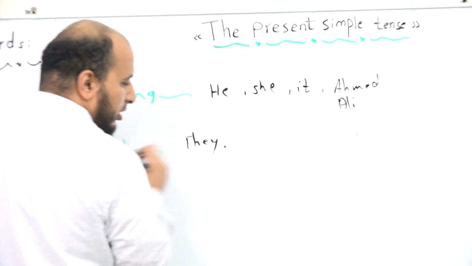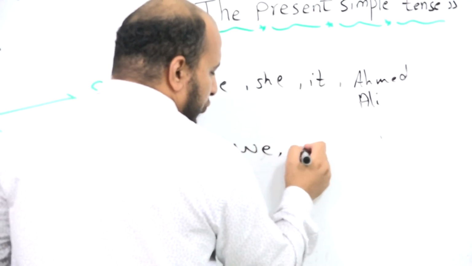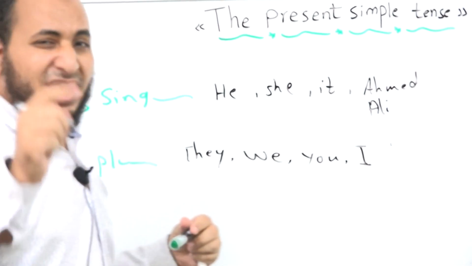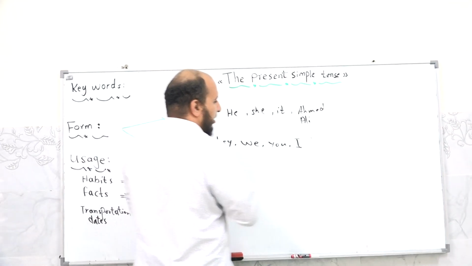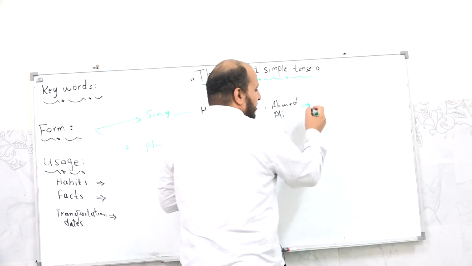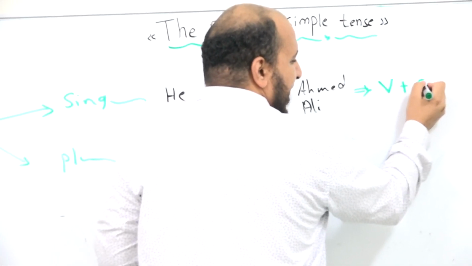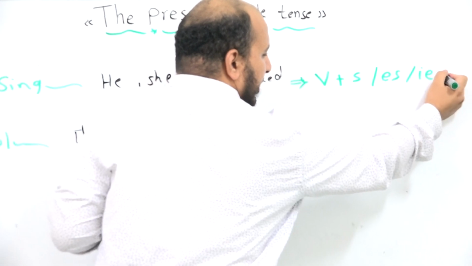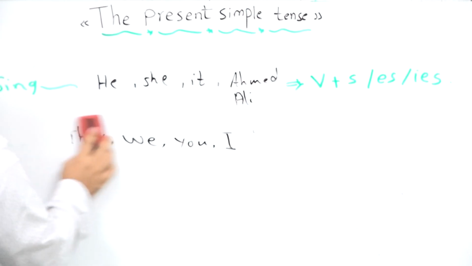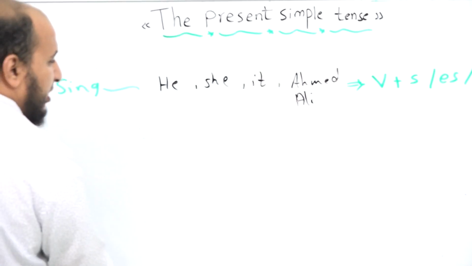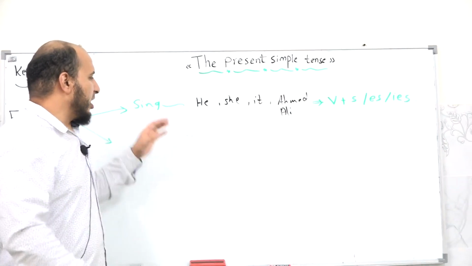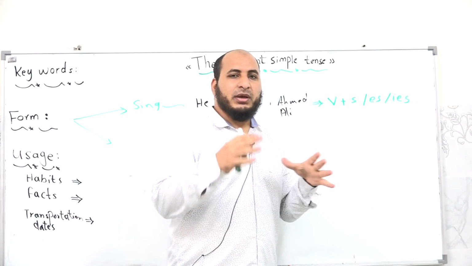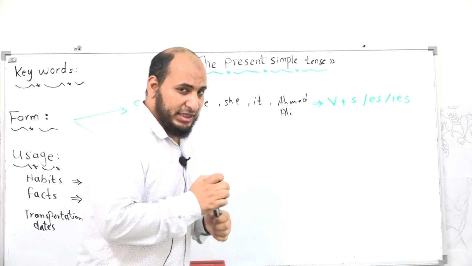And the second form is with the plural pronoun: they, we, you, and I. With the plural pronoun, okay, guys? Okay. You take the verb plus S or ES or IES. We are going to explain the first form of the present simple tense with the singular pronoun: he, she, it, Ahmed, Muhammad, Ali, plus verb, plus S or ES or IES.